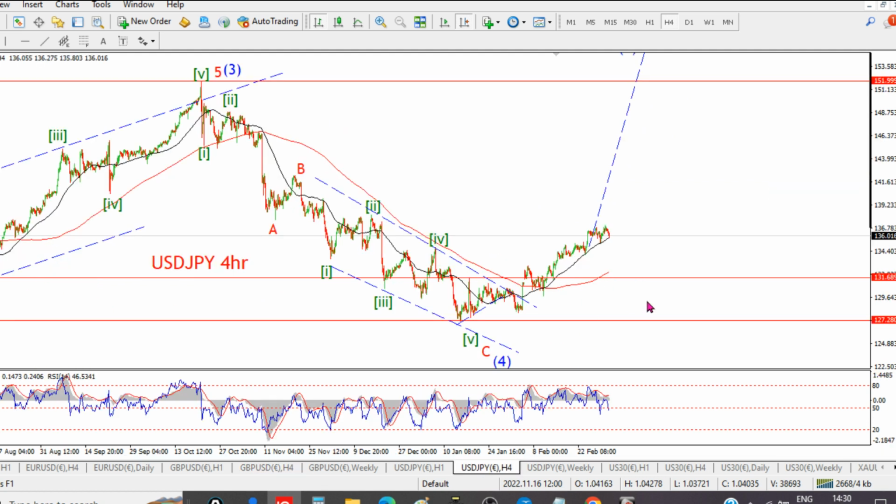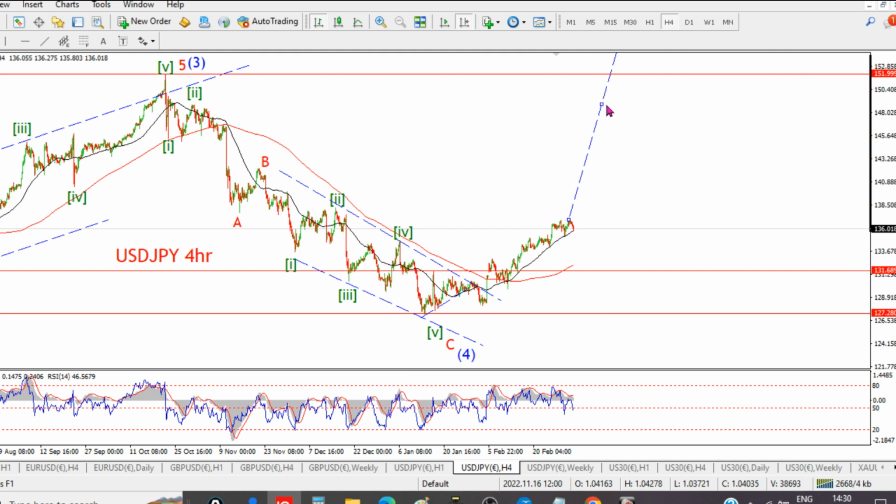Okay, let's go to the hourly. This is a 4-hour count in dollar yen. The rally continues. Even though I did have misgivings earlier on last week, the third wave pattern continued higher, just like the count had suggested, and maybe I should just trust the count a little bit more.